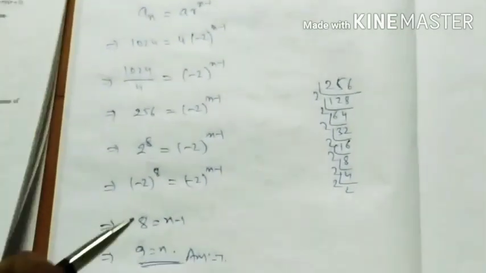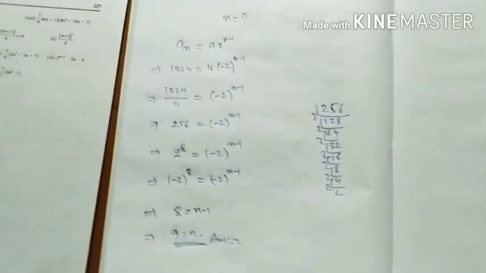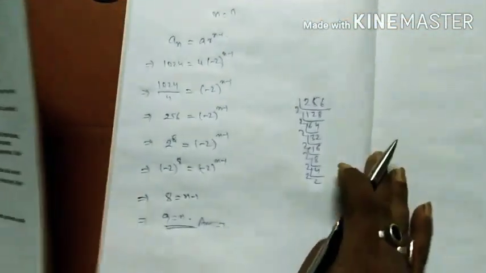So you see the answer. Answer given here, a ninth term. N is equal to 9, ninth term. This is 9. Now I am going to question number 3 B.